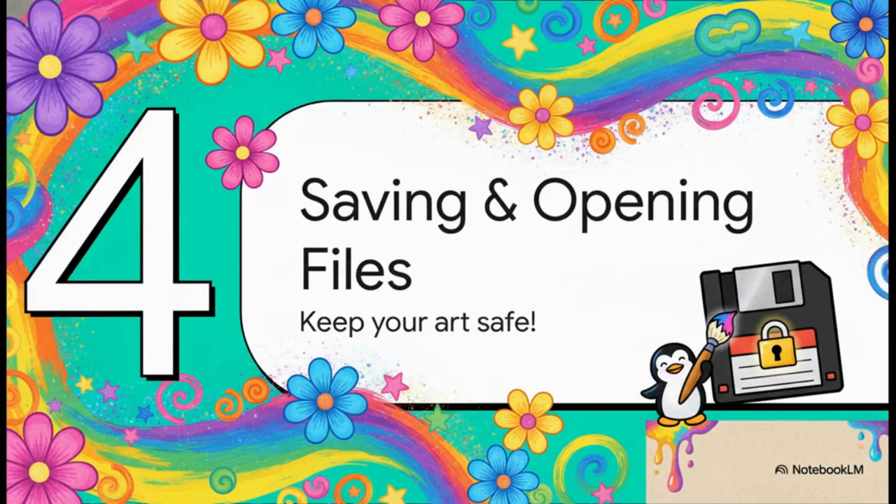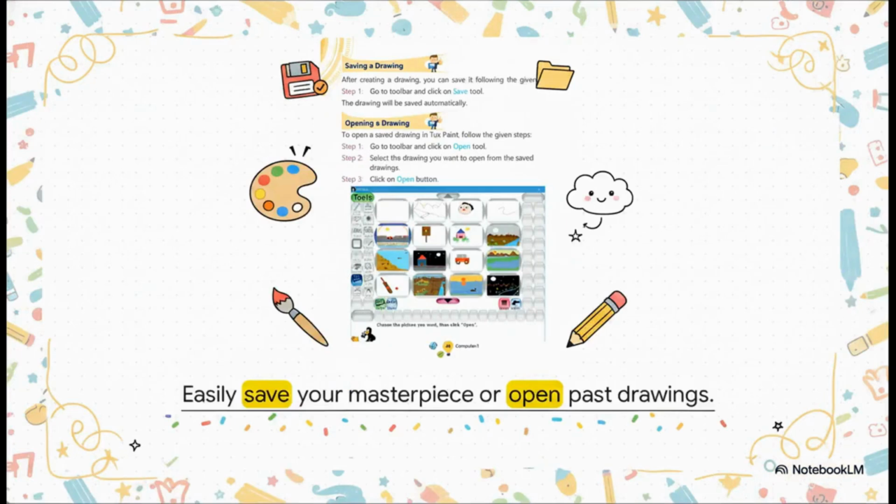Next up is Section 4, Saving and Opening Files. Looking at page 48, saving is miraculously easy in Tux Paint. To save a drawing, step 1 is simply to go to the toolbar and click on the Save tool. And that's literally it. The drawing gets saved automatically. You don't even have to type out some long file name or hunt for a specific folder.